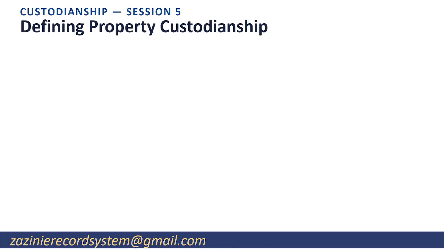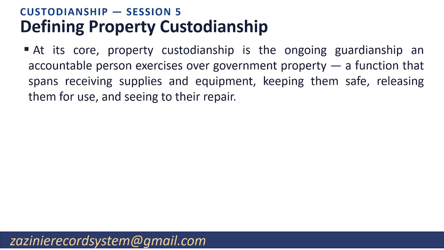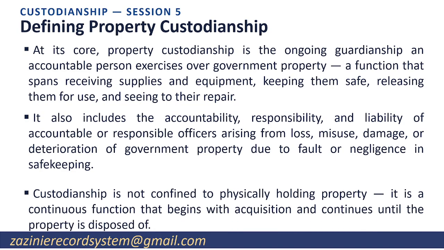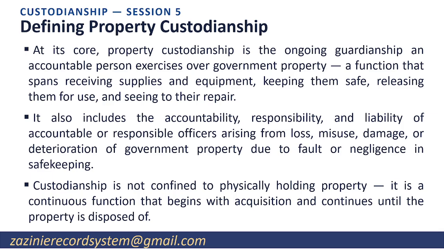Defining property custodianship. At its core, property custodianship is the ongoing guardianship an accountable person exercises over government property, a function that spans receiving supplies and equipment, keeping them safe, releasing them for use, and seeing to their repair. It also includes the accountability, responsibility, and liability of accountable or responsible officers arising from loss, misuse, damage, or deterioration of government property due to fault or negligence in safekeeping. Custodianship is not confined to physically holding property. It is a continuous function that begins with acquisition and continues until the property is disposed of.